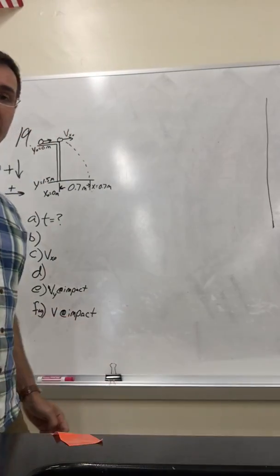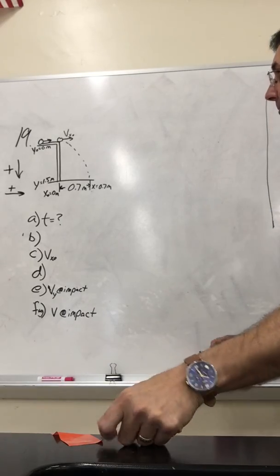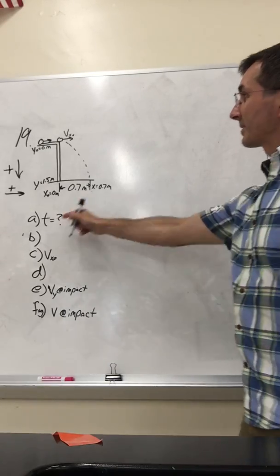Right, here's our explanation for 19. I'm going to go really quickly. If you need to slow it down, do so with the YouTube button. Here we go. We're asked to find the time.